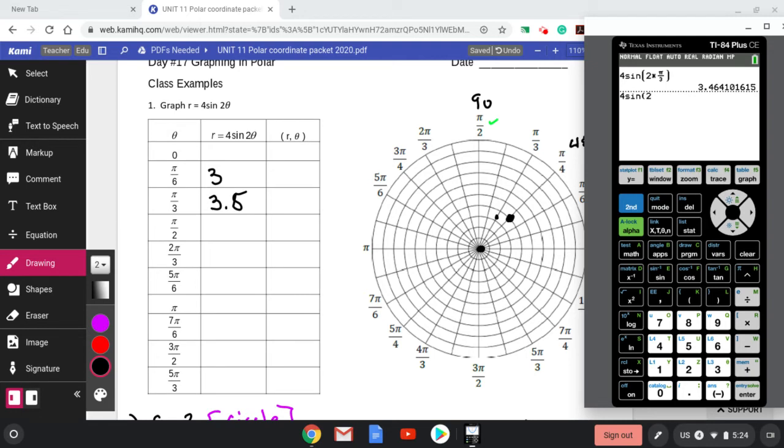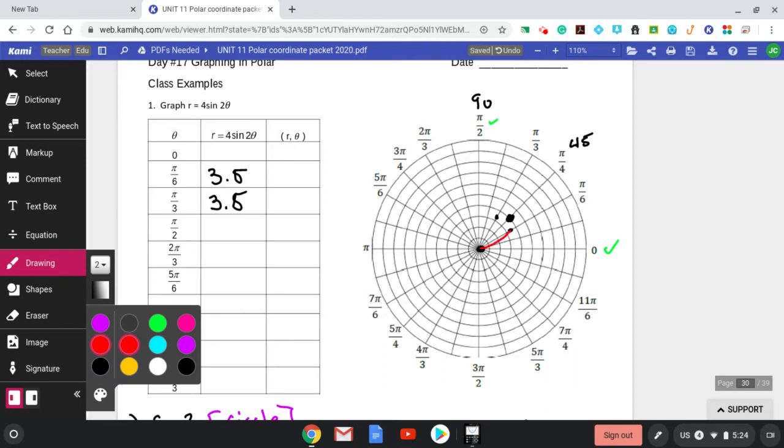4 sine 2 times alpha y equals pi over 6. Hey, look at that. It's also 3.5. So I go to 3.5 again. All right, ready? Here's our first petal. I know how wide it is, and it goes out to 4. There it is. There's our first petal.